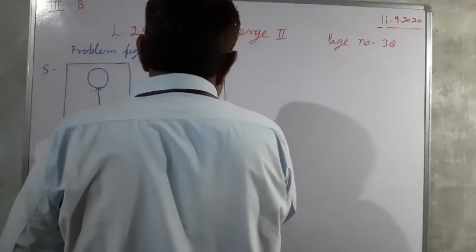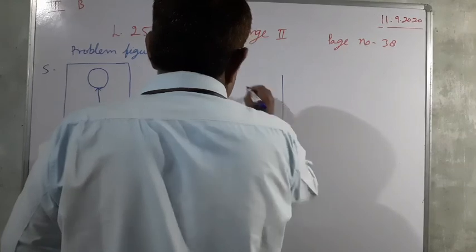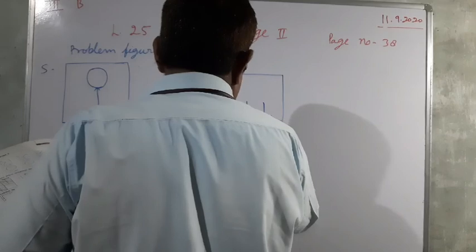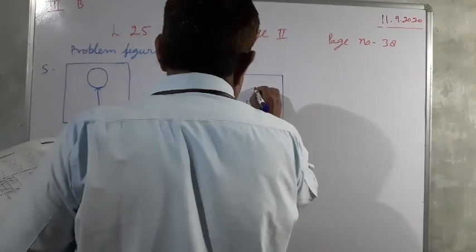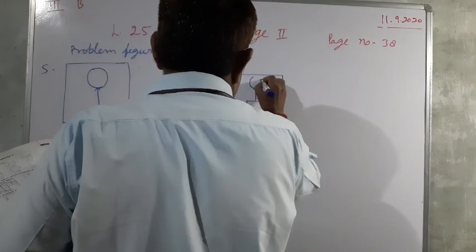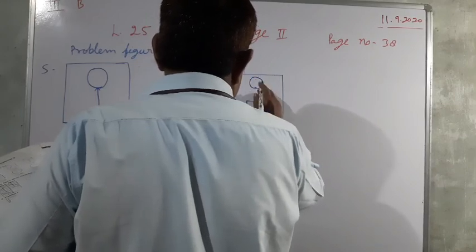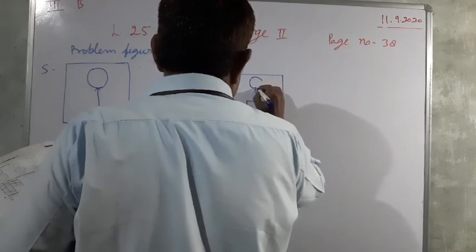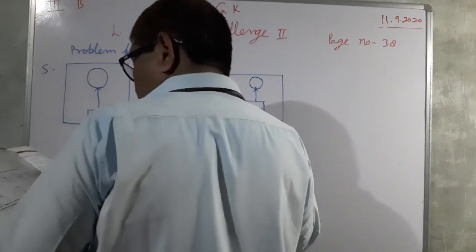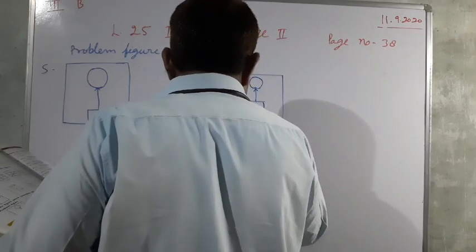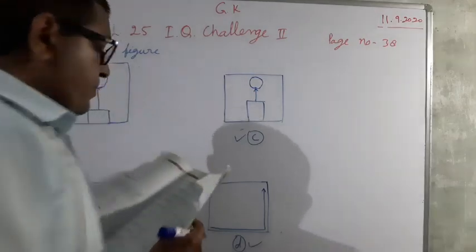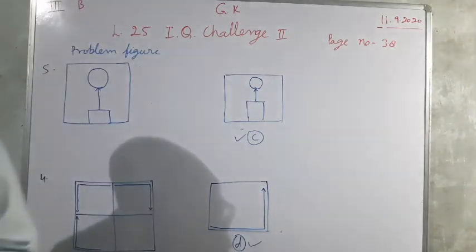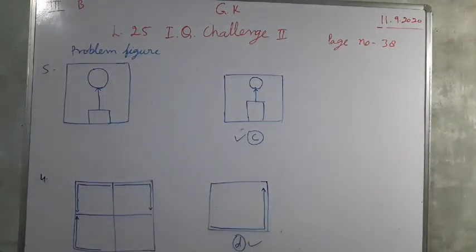You see in case of C, the correct answer, C has such a diagram: one arrow is there, and at the tip of the arrow one ball is kept. So this is C. So C is the correct option. So in this way you can solve these questions in your fair copy or notebook. Thank you. That's all for today.